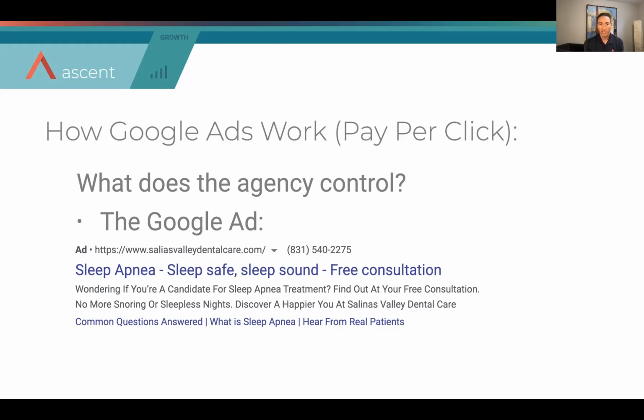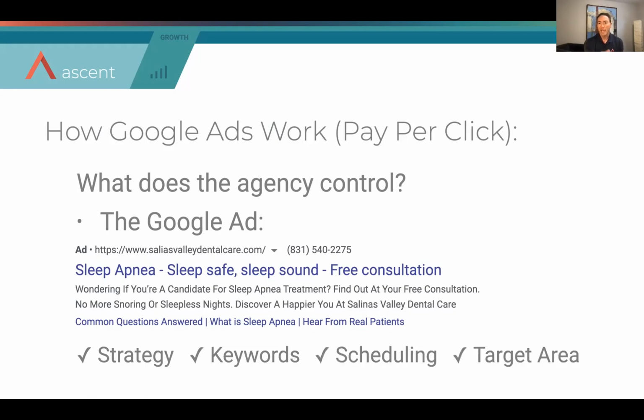In fact, when you first set it up, it goes through a period where Google freezes it, tests it, and doesn't allow you to make changes at first because they want to make sure it's correct. They're very strict about how you can set it up. There are certain character counts and certain ways you have to set it up. So the agency has to know what they're doing when they set that ad up in the first place. They have to understand the strategy of the ad, who it's going to appeal to, what keywords it's going to focus on, what time of day it's going to appear, and ultimately the area it's going to target.